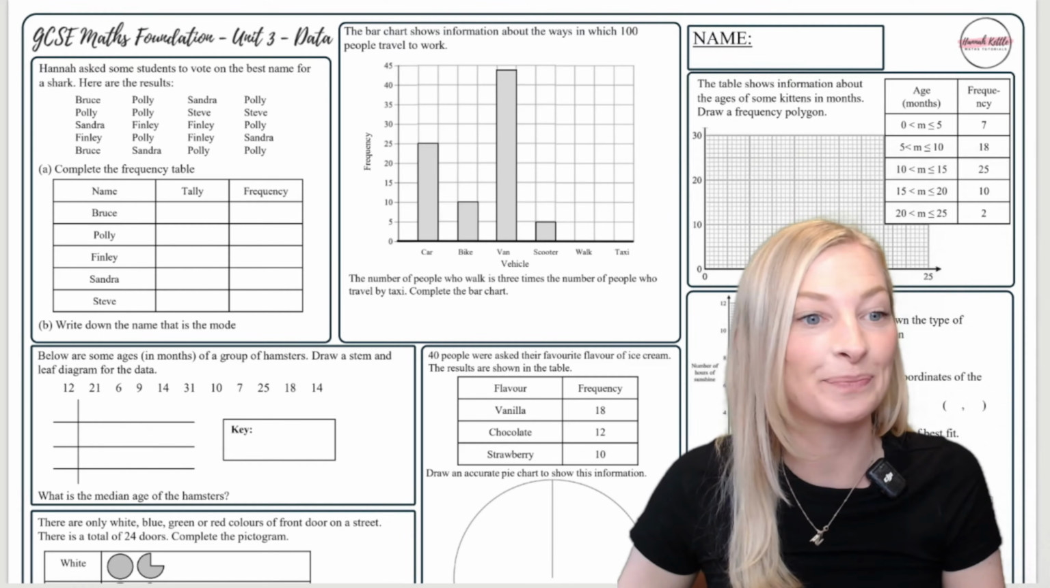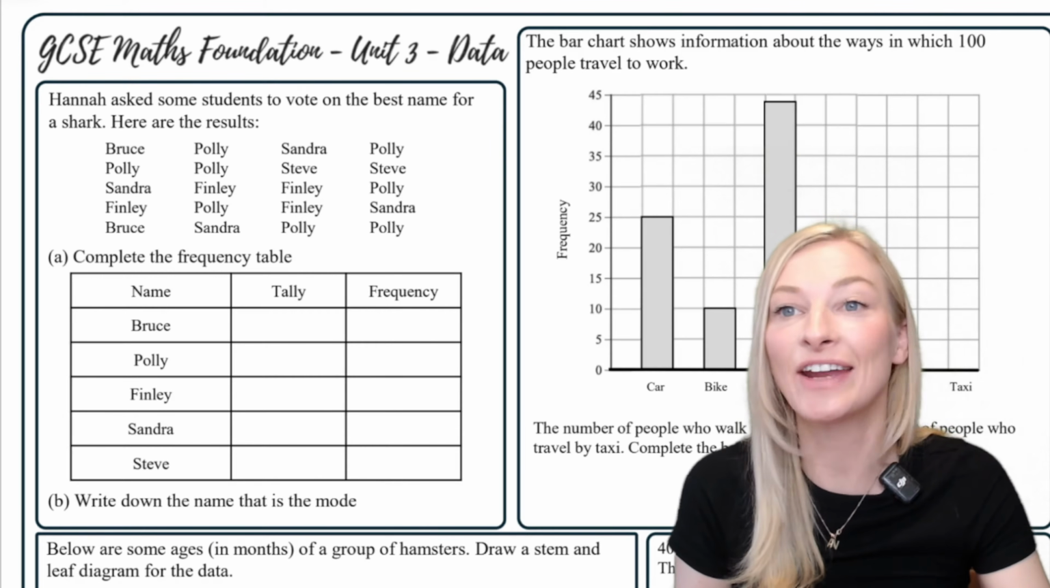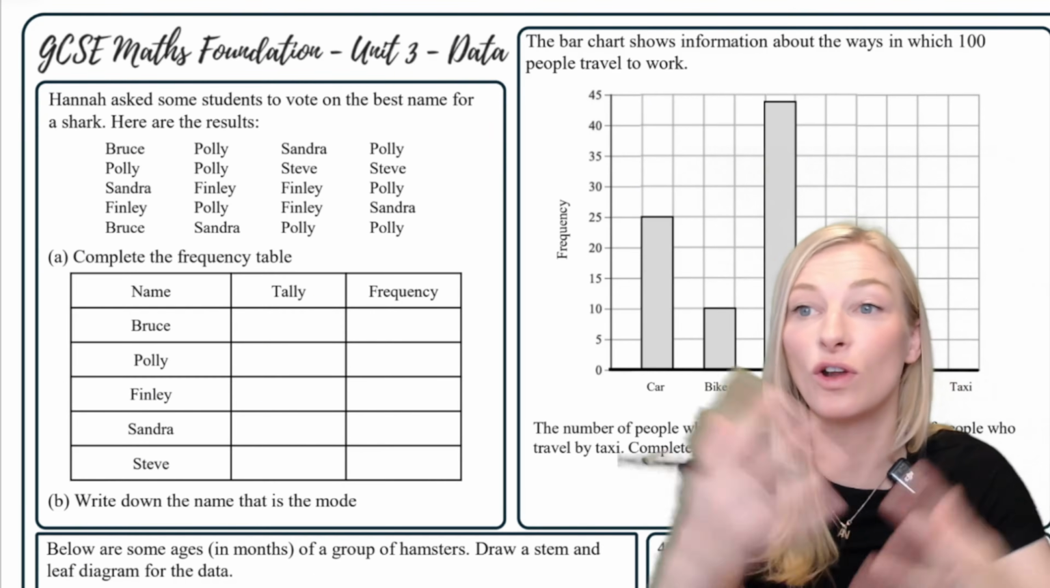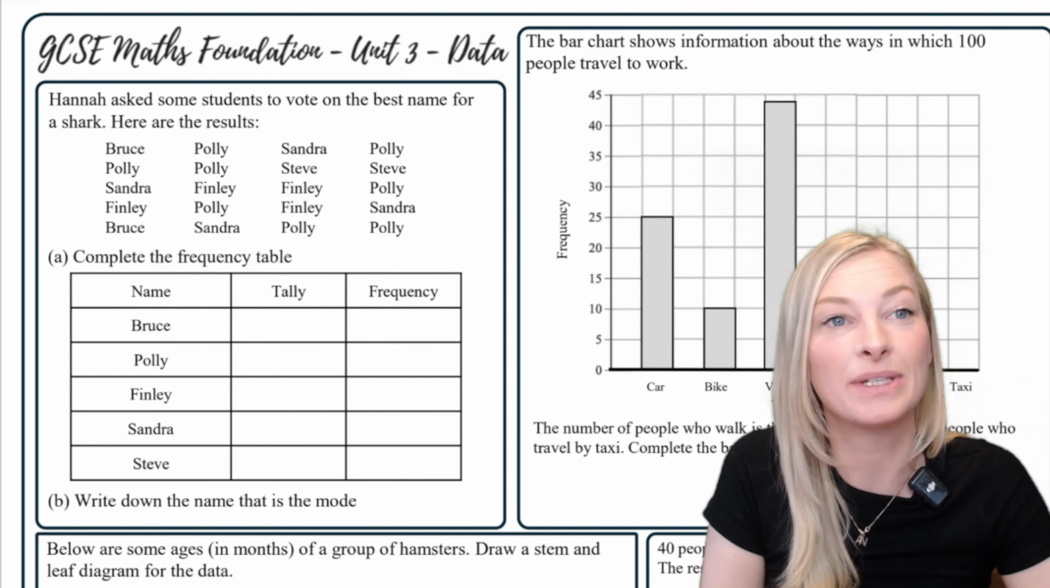Right, let's go. And we are starting with a frequency table. So we've got some data here. Hannah asked some students to vote on the best name for a shark. Here are the results. And we've got lots of results there, different students that have said different things. And we're going to complete the frequency table.